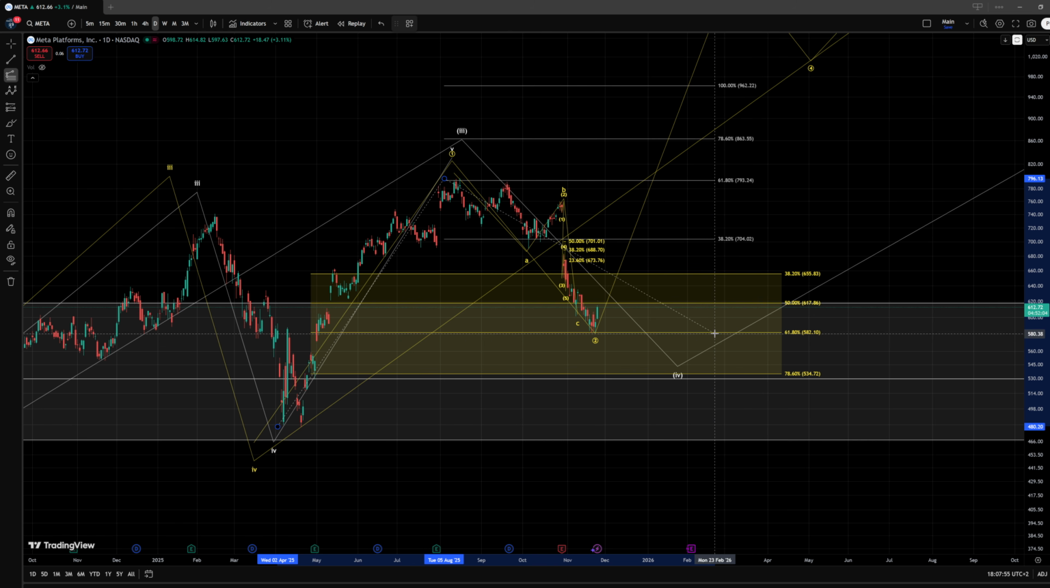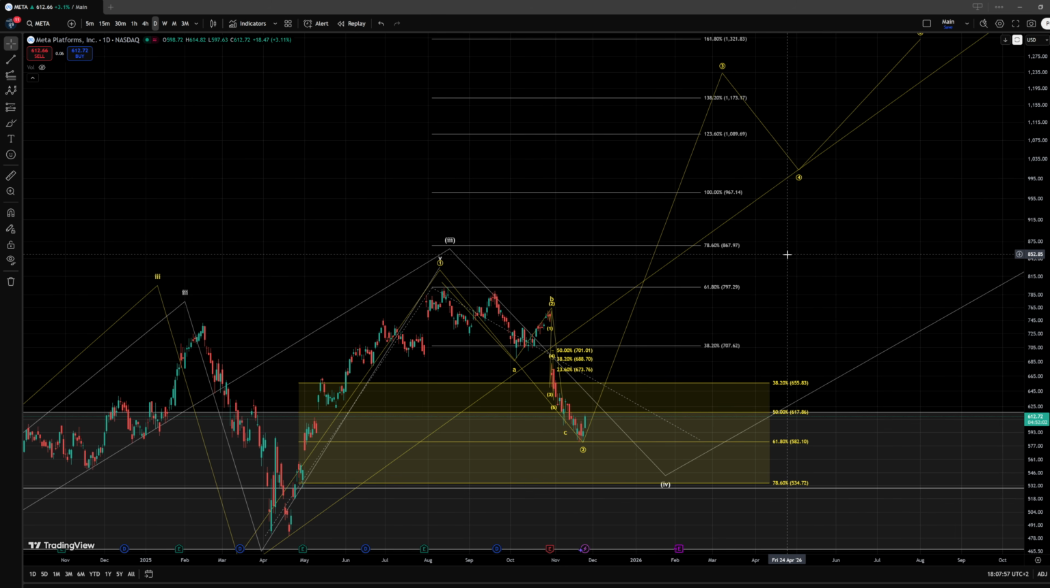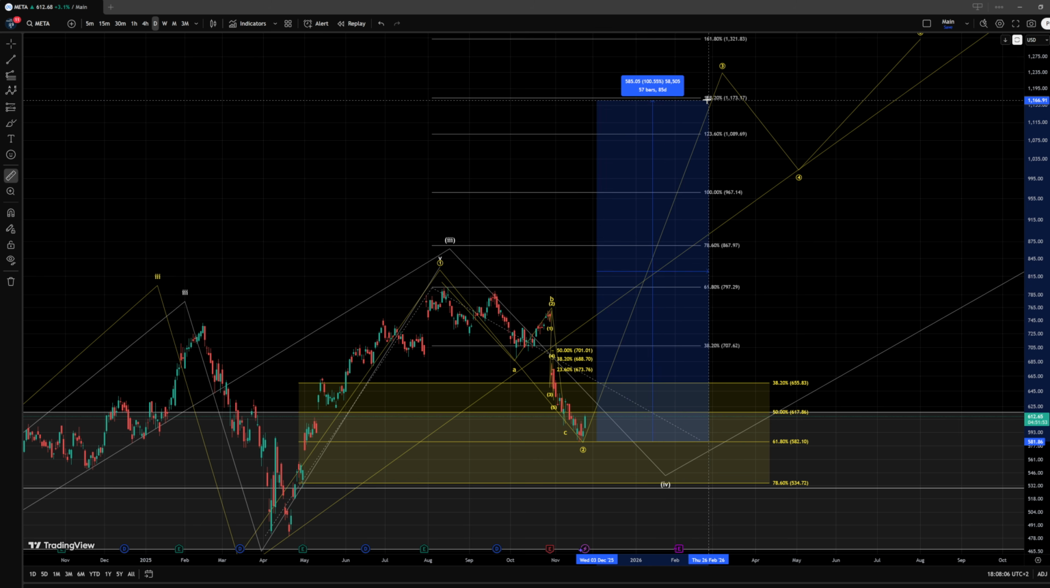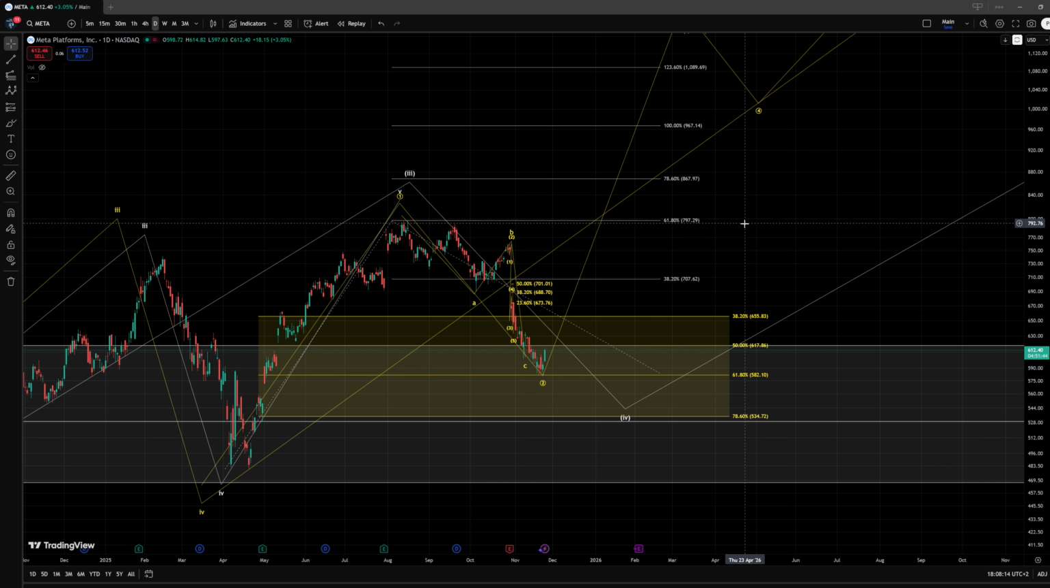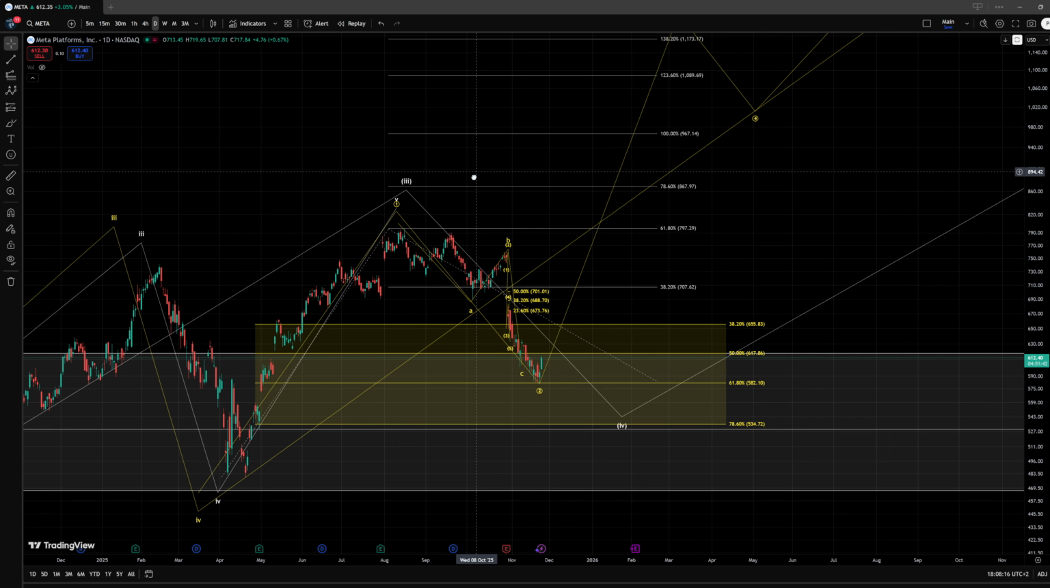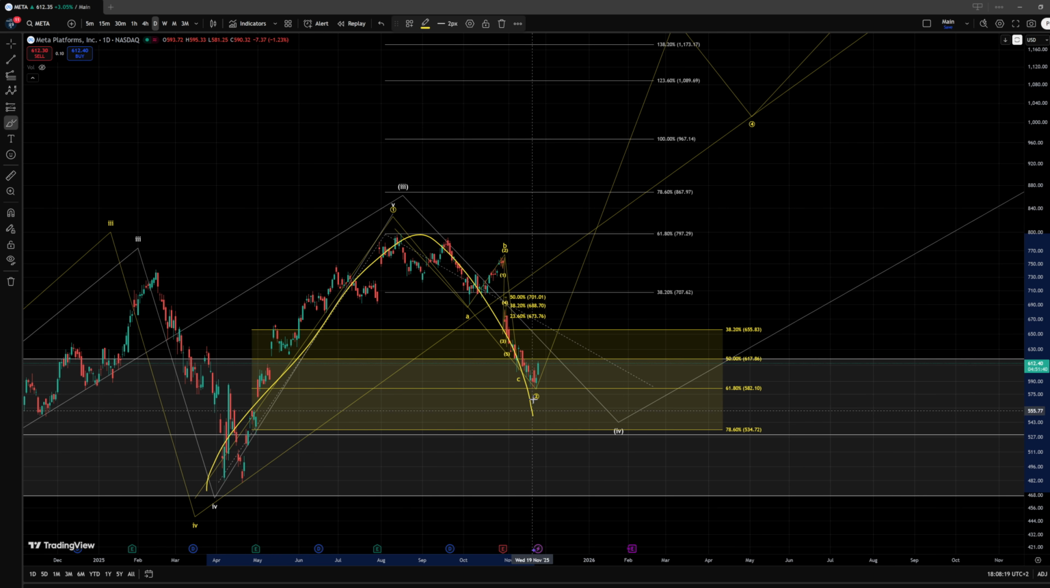a target for the third wave, and it would be at the 138.2% extension of the wave 1 around the $1,200 level. So that would be from the bottom about a doubling in price. But honestly, it's not even the potential of this setup that is most intriguing.